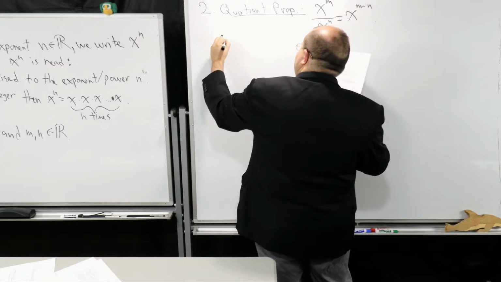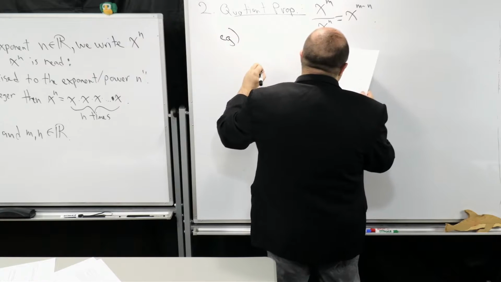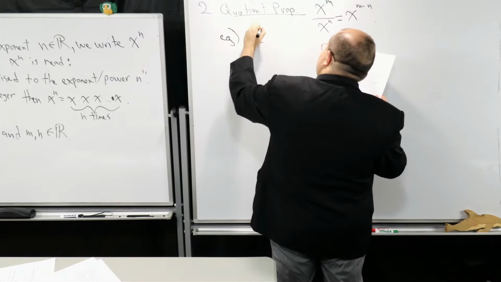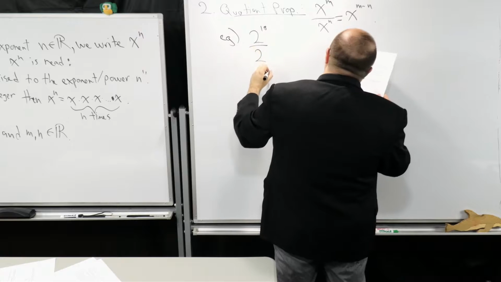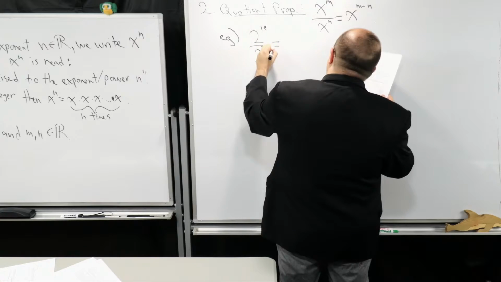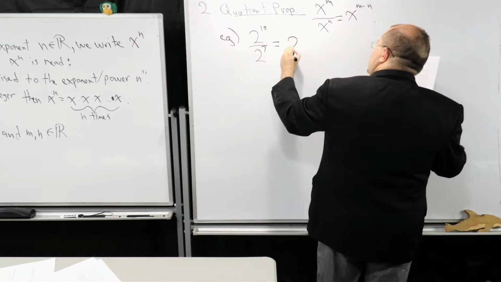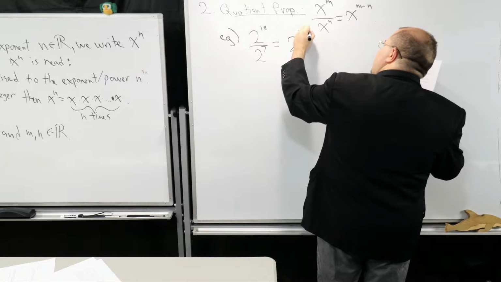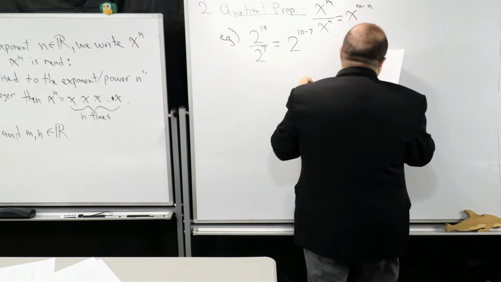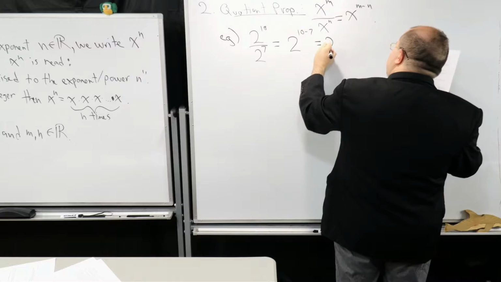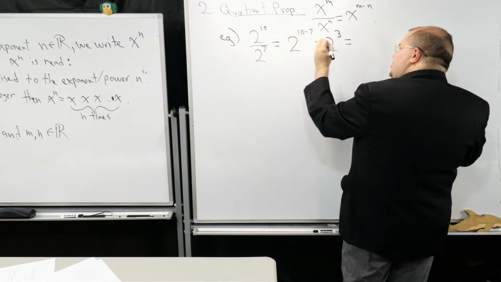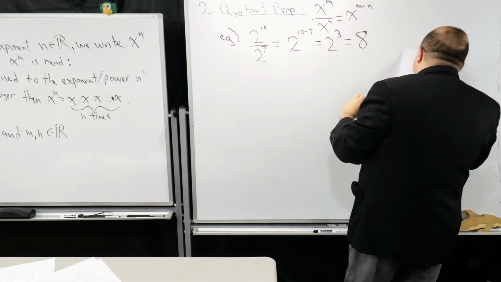So, just as an example, just again, because I like to be complete with you, if I give you 2 to the power of 10 over 2 to the power of 7, that's equal to 2 to the power of 10 minus 7, right? And that's 2 cubed, which I'm sure you know is equal to 8.